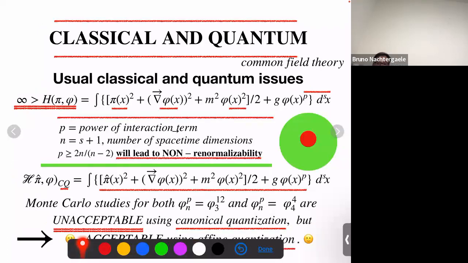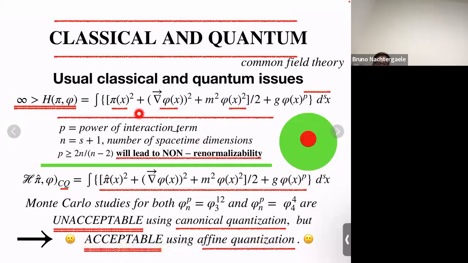Well, here's an expansion story for the common field theory. Here's the momentum term, the gradient term, the mass term, and the interaction term. The interaction term has a power p, and s for the number of spatial dimensions, but s plus 1 is the number of space-time dimensions. And we are interested in the integral of this Hamiltonian, and that must be finite. But this could be an integrable infinity.